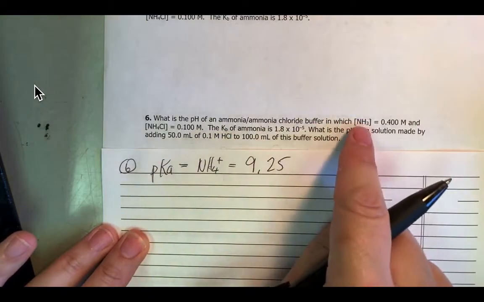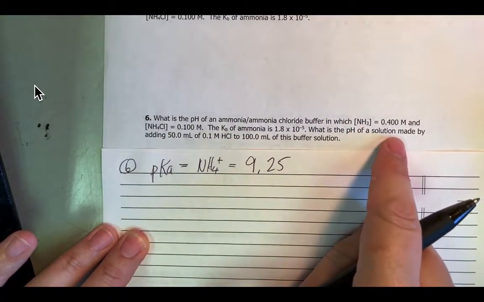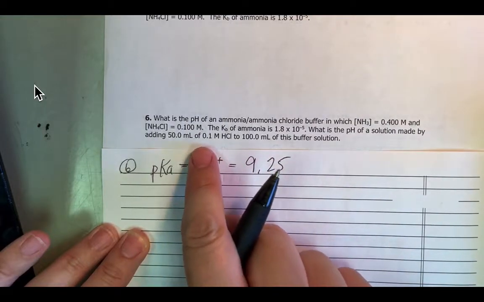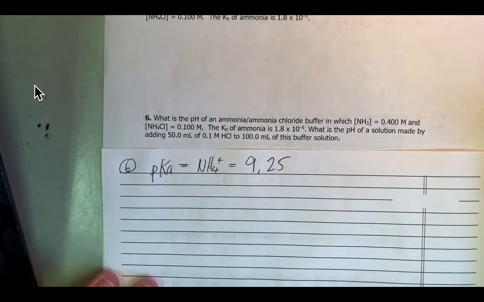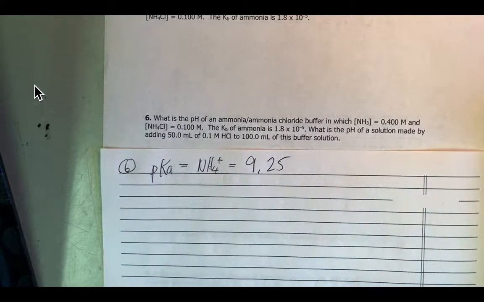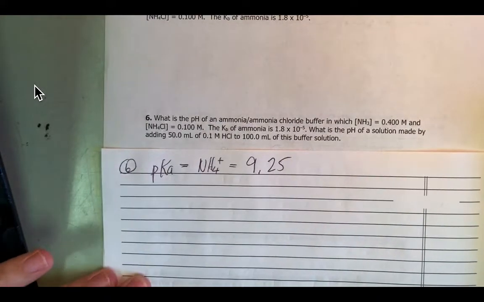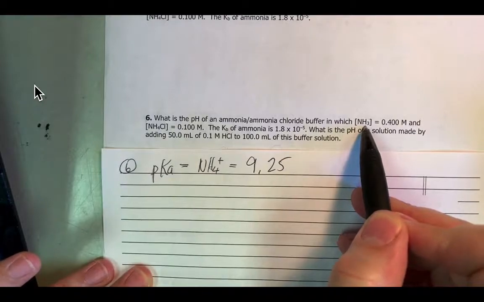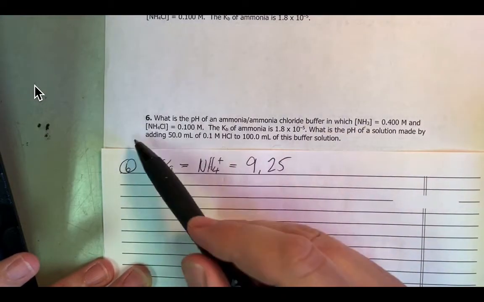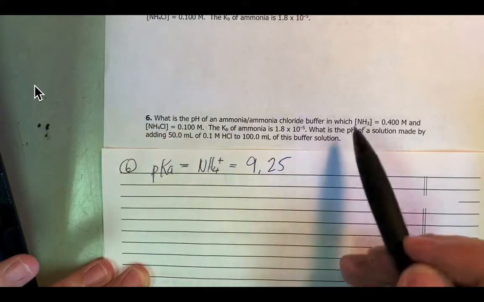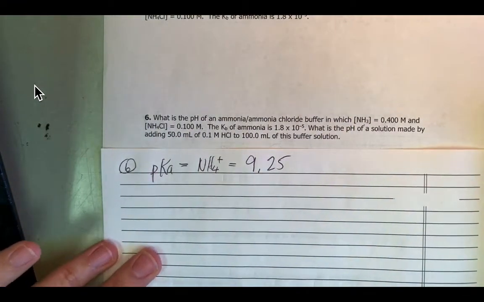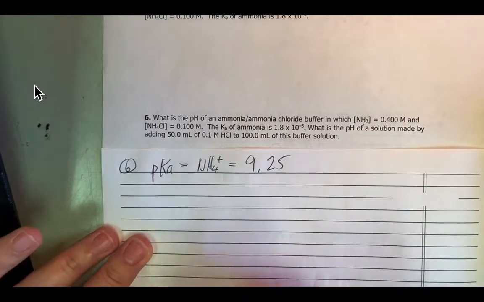But check this problem out. So we have a buffer, and now we're going to take some of that buffer solution. We're going to take 100 mLs of that solution, and we're going to add some strong acid to that solution. So what we need to do for this type of problem is we need to calculate how much of the base that acid will chew up, and in chewing that base up, it converts it into the acidic form. So some amount of ammonia is going to get converted into ammonium. But let's see how much we have to begin with.